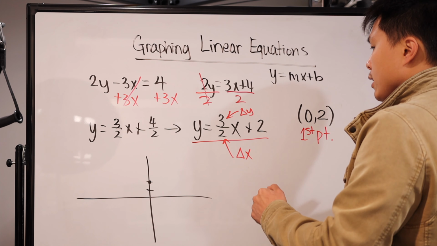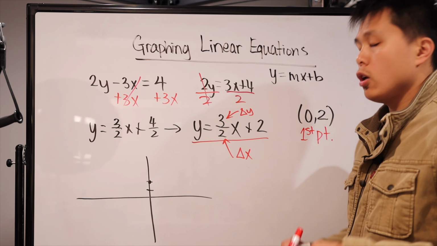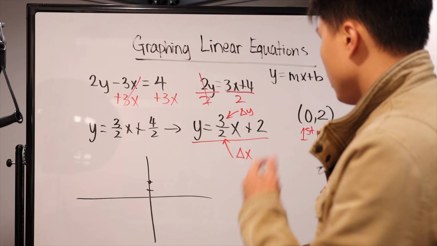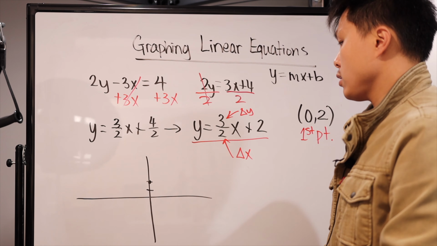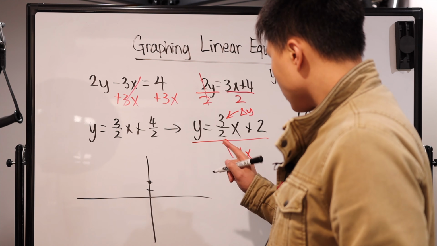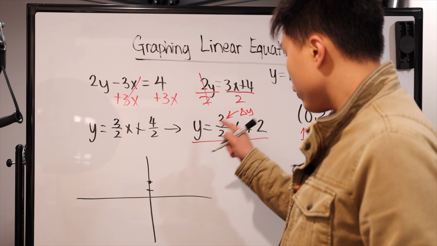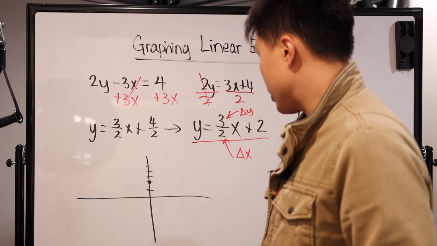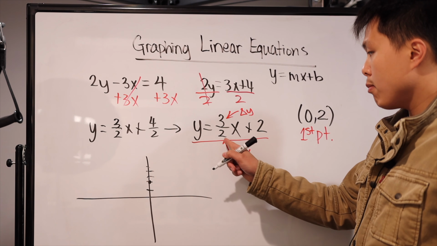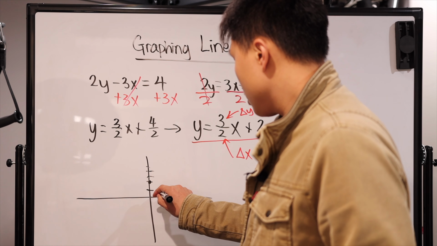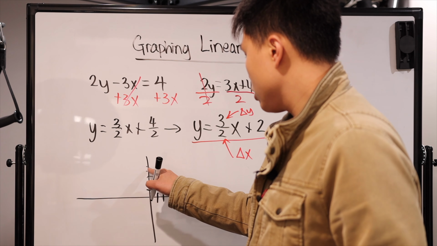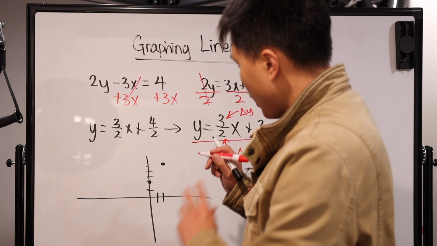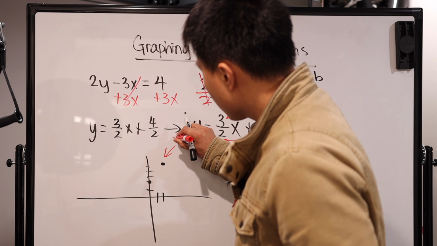Anyways, here's your delta y, and here's your delta x. They're both positive, so that means for the y, we're moving up because it's positive. For the x, we're moving right because it's positive. So I'll go starting here, and then I'm moving up 3 times. So 1, 2, 3. Then for the x, I'm moving over to the right 2 times. 1, 2. Right here, all of a sudden, this is my second point.